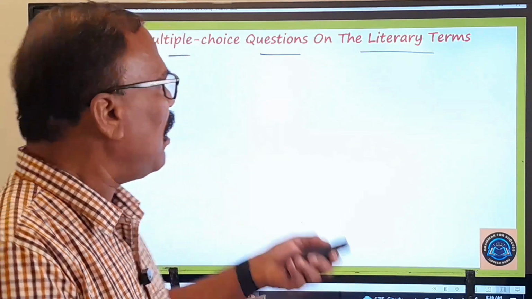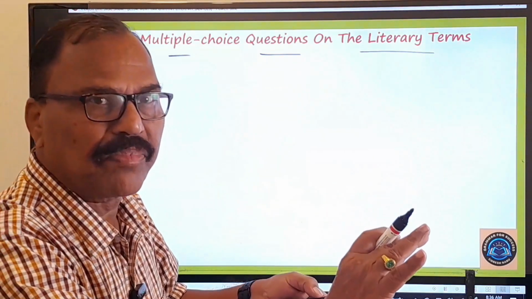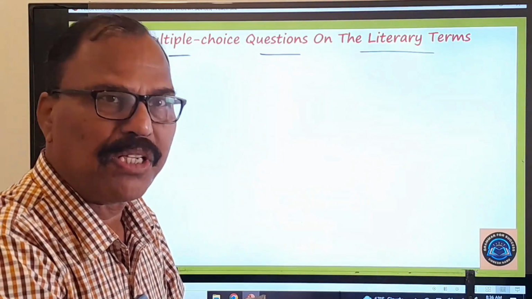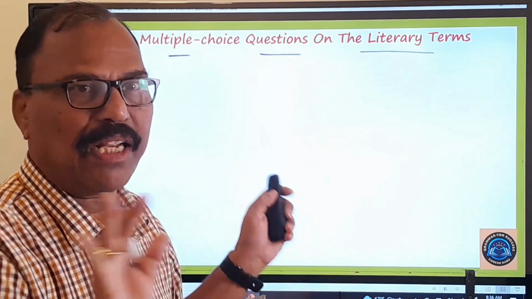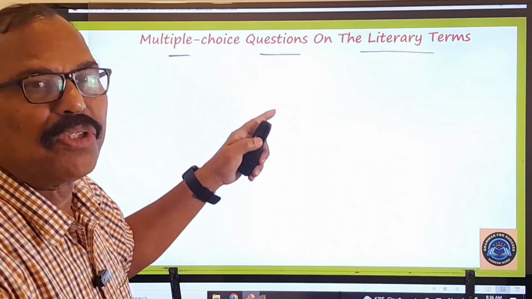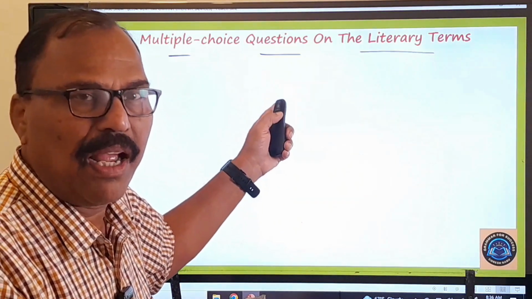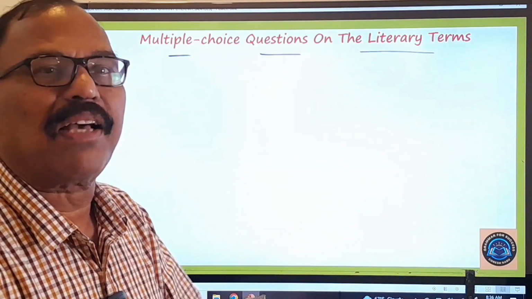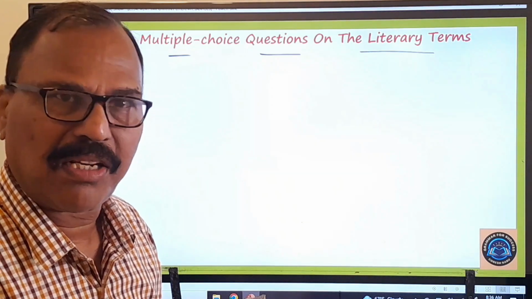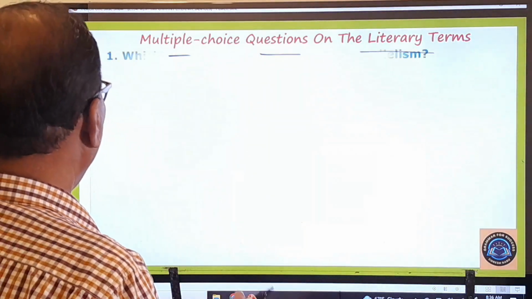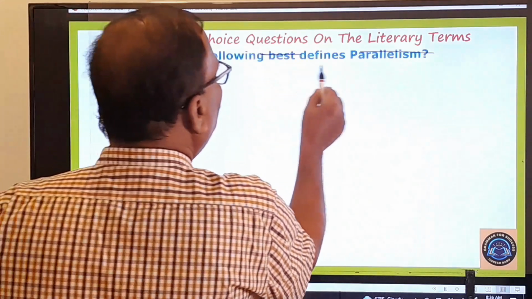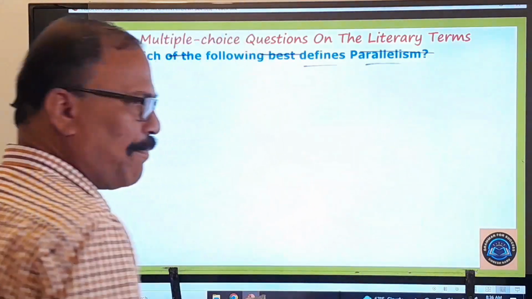Thank you very much. Now I will read the question and also the options given under that. That much only I can do. You only should understand that question, and you only should choose the correct option or correct answer. Okay, right. And now you go to the first question. Which of the following best defines parallelism?